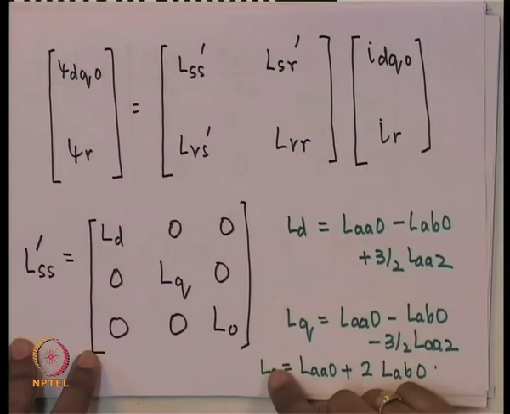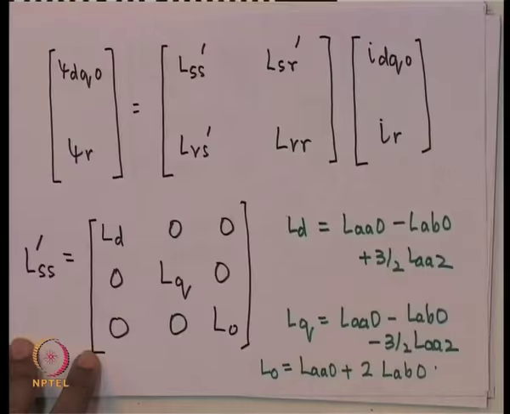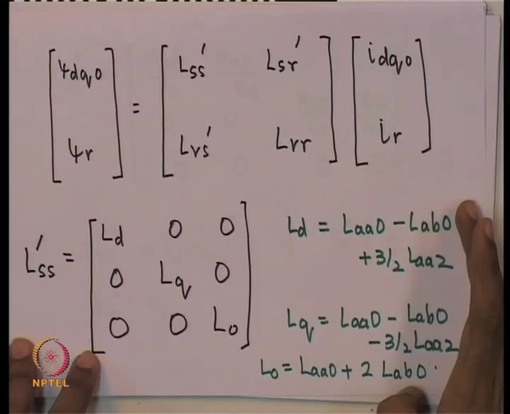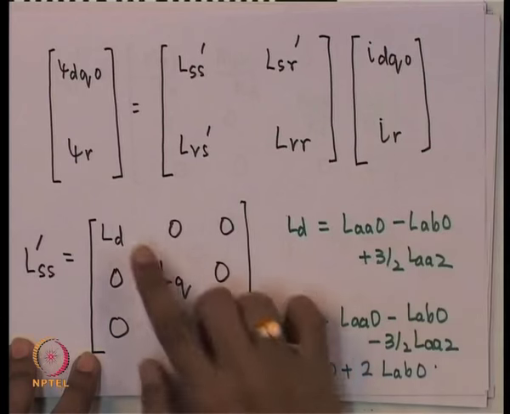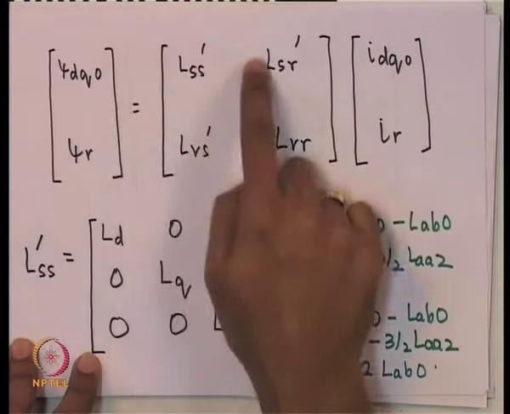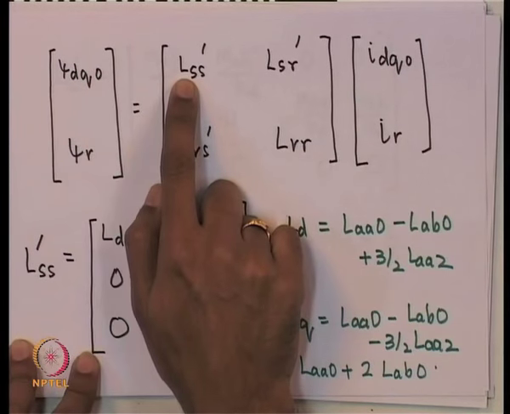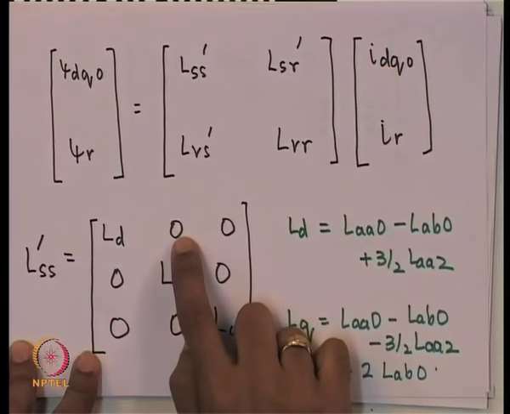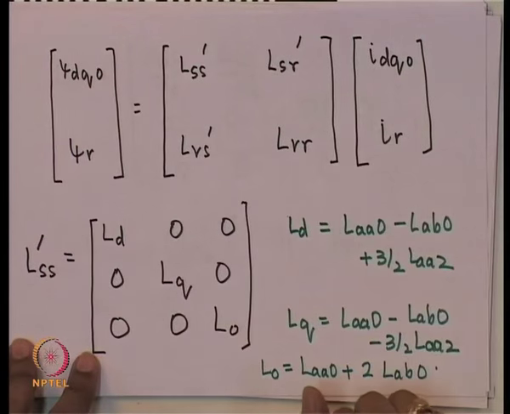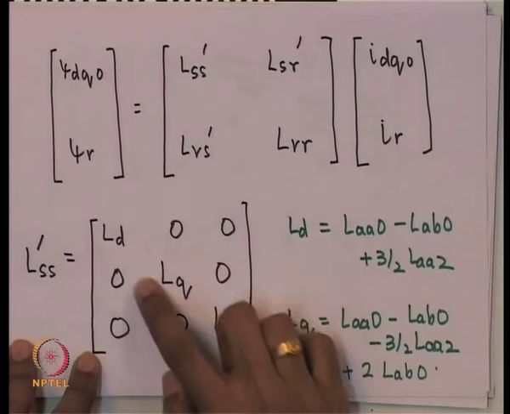Here LD, LQ and L0 are not functions of theta. That is the basic beauty of this transformation: the flux current relationships in the dq0 variables are in fact independent of theta. Not only that, as you see, if you expand this, psi d is equal to LD into ID plus 0 into IQ plus 0 into I0. So, there seems to be a decoupling in the flux relationships. That is also an interesting thing which happens because this is diagonal.